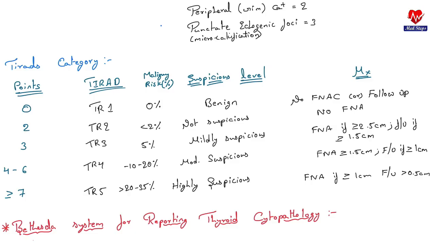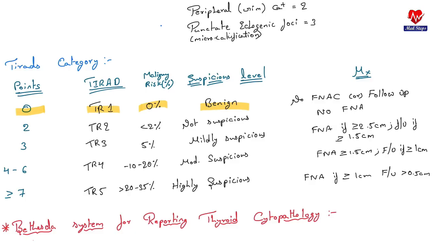So we have total points. If the thyroid score is 0, that means TI-RADS 1, the malignancy risk will be 0%, and the suspicion level will be benign, and in management, no fine needle aspiration or follow up. Okay, so no need. After 6 months we have to call that patient back for rechecking, for doing ultrasound.